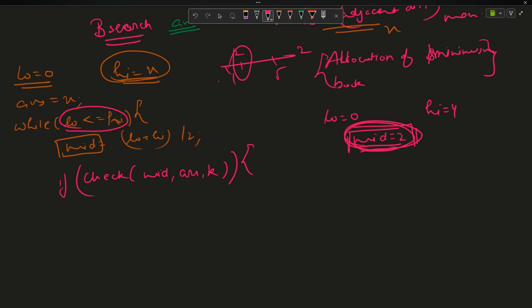Now you can see that 2 minus 1 might also be a potential answer, so your approach should be to see if 2 minus 1 is also an attainable answer. So you will say if check mid, array, k, then your high changes to mid only. You can say mid minus 1 also, let's say mid. Why mid, I will be telling in a short while, right? Otherwise, if 2 is not attainable, that means 3 is also not attainable, 4 is also not attainable, right?